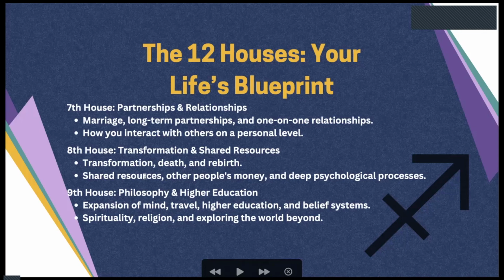The eighth house is about transformation and shared resources. What's mine is yours. That's the motto for the eighth house. It's about transformation, death, and rebirth. It can be physical death, it can be spiritual death, it can be mental death, because the eighth house also rules over psychology. You'll learn more later why. But transformation, it's the energy of the phoenix. That is the eighth house, the energy of the phoenix.